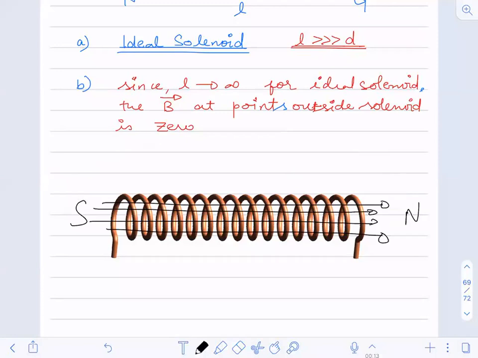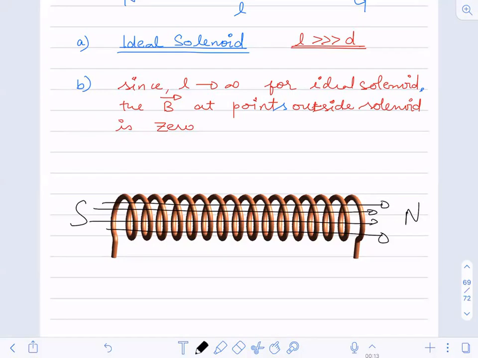So this is just an argument that we make: since L is very, very large for ideal solenoids, the magnetic field at points outside the solenoid is considered to be zero. At all the points outside the solenoid, the magnetic field value will be considered to be zero.